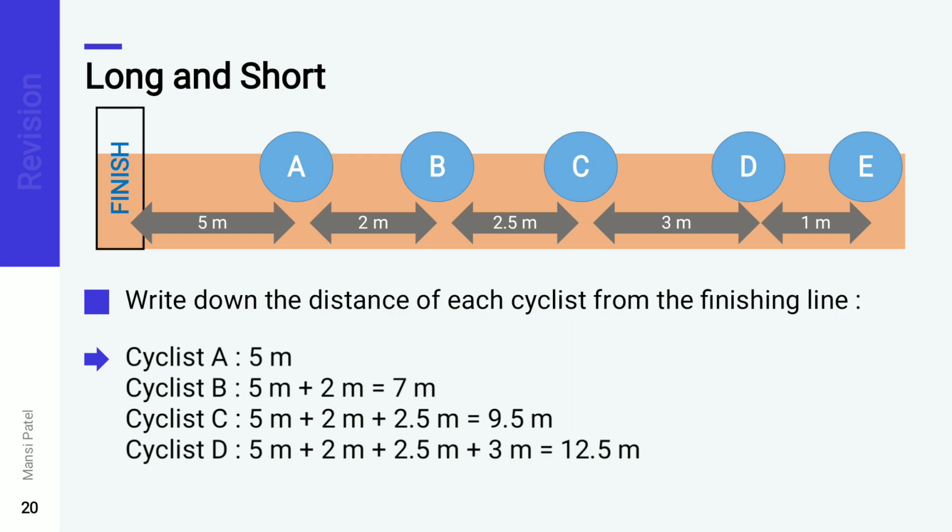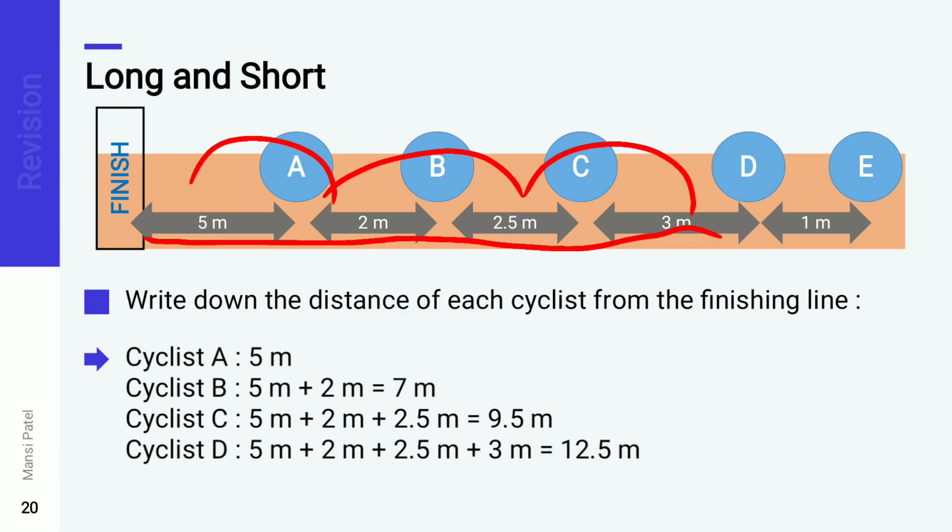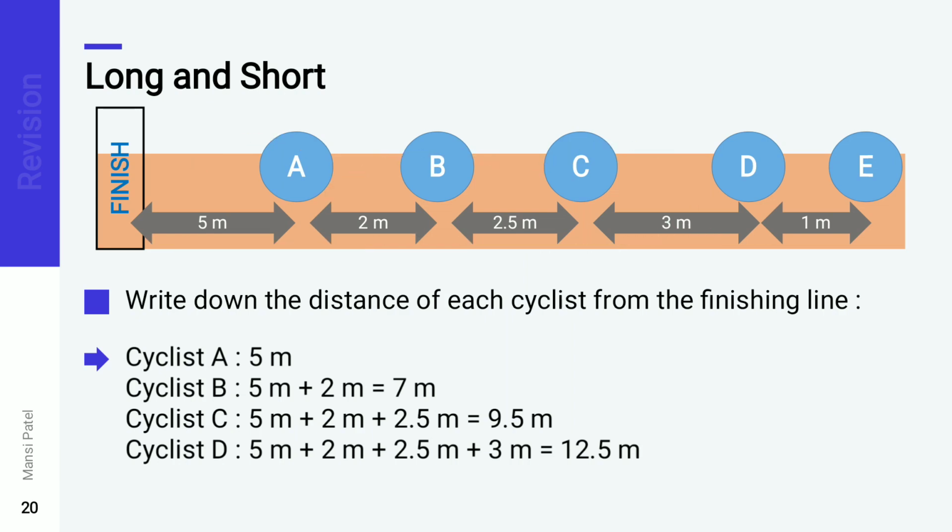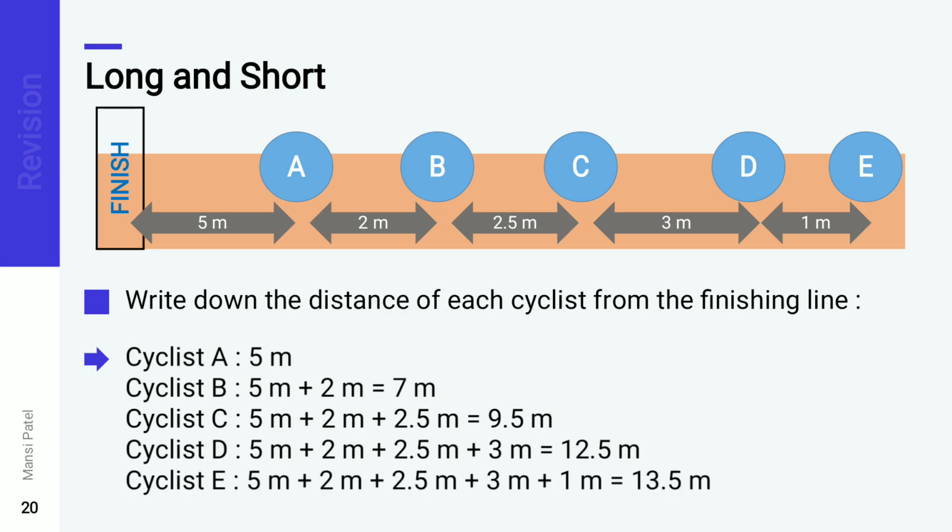Now what about D? For D, just add all these measurements: 3 plus 2.5 plus 2 plus 5. So 5 plus 2 is 7, 7 plus 2.5 is 9.5, and plus 3 is 12.5 meter. What about cyclist E? Add all 5 measurements: 5 plus 2 is 7, 7 plus 2.5 is 9.5, plus 3 is 12.5, plus 1 is 13.5.